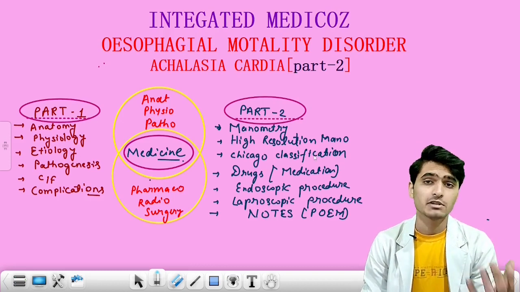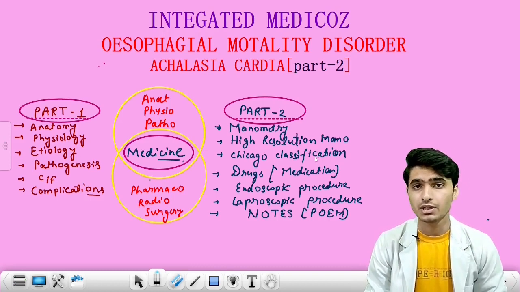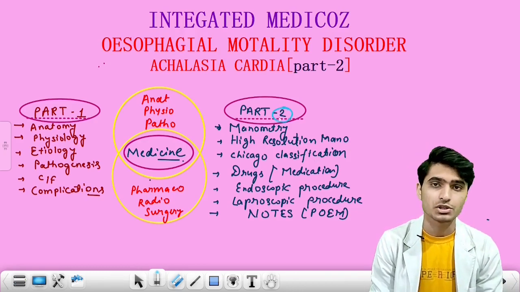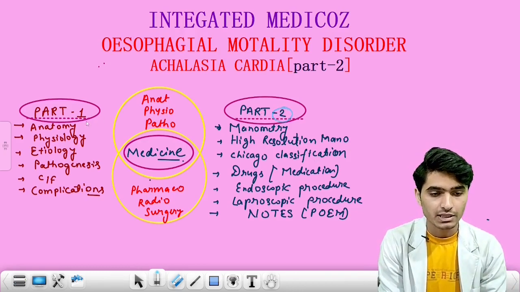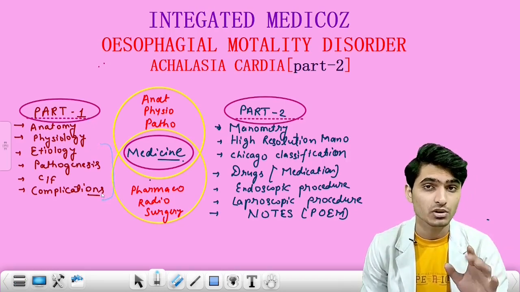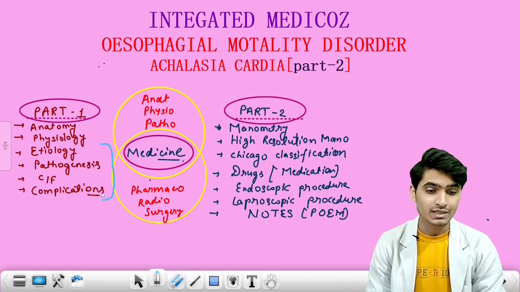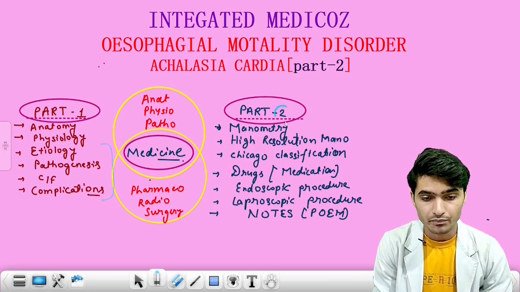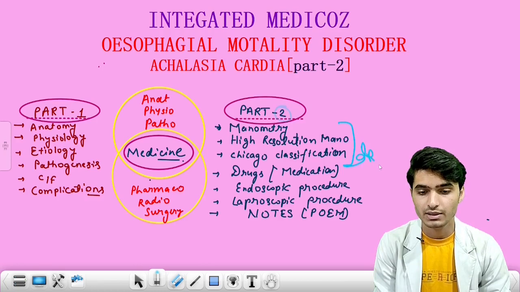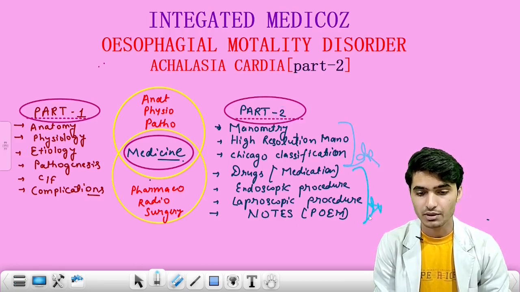Right, so we have discussed part 1 of Achalasia Cardia in our last video, and today we will concern ourselves with part 2 of Achalasia. In part 1 we covered the anatomy, physiology, etiopathogenesis, clinical features and the complications of Achalasia Cardia, but now we will go for the diagnosis and the management. That is the diagnosis, right, and this portion, that is the treatment here.